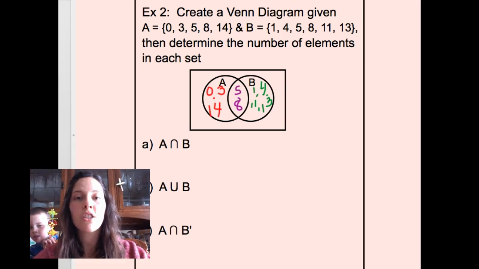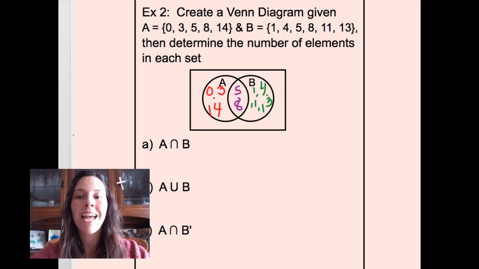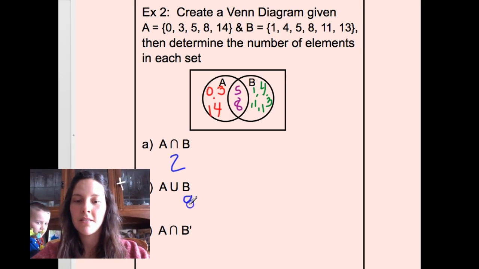So next we're going to determine how many elements are in each set below. So for example, part A, we're looking at the intersection. Remember, ∩ means intersection, ∪ means union, or both. So just what's in both together is 2 elements, just 5 and 8. The union, what's in all of them, we have 3 items in A, plus the 2 items in both, plus the 4 items in B, give us a total of 9 elements.